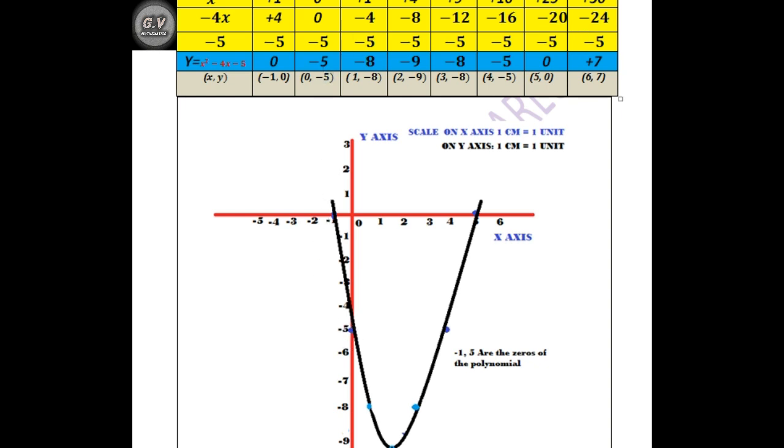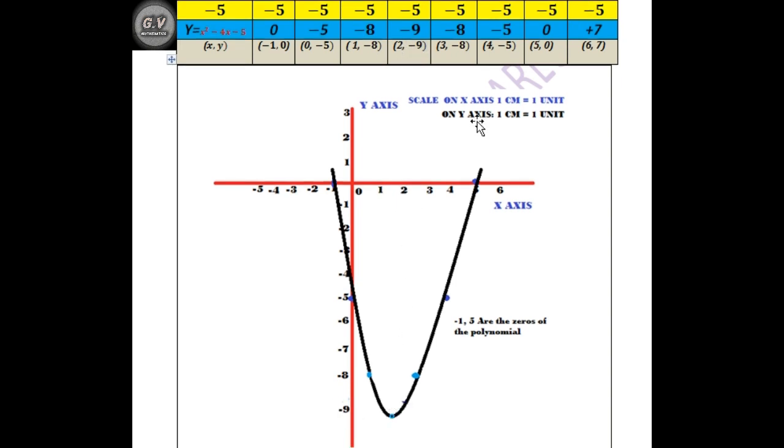Next, 1 comma -8, here it is. Next, 2 comma -9, here it is, and 3 comma -8, another ordered pair, here 3 and -8. Then 4 comma -5, and next 5 comma 0. Look here, y value 0 means the graph touches the x-axis, at x equal to 5.